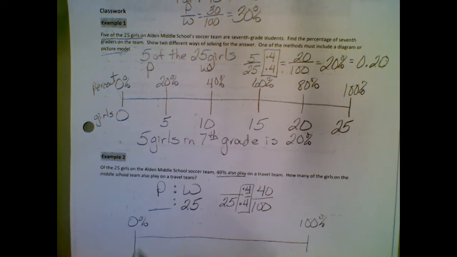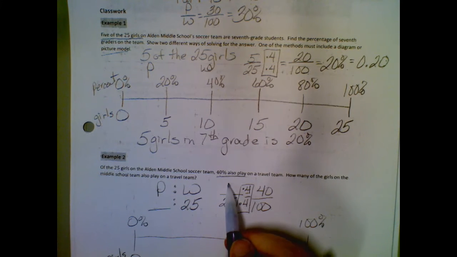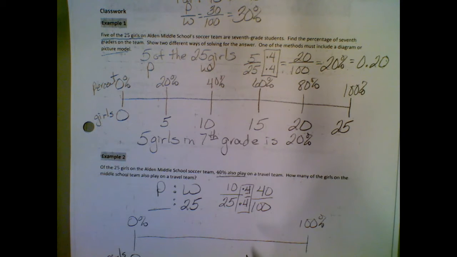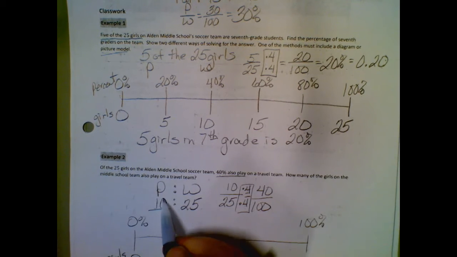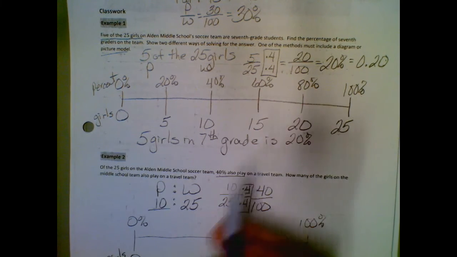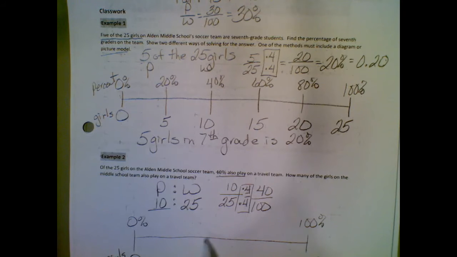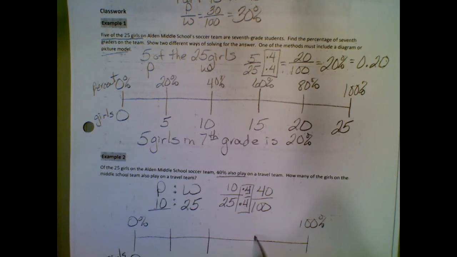0% is 0 girls. And we just figured out, actually already you know, that 10 times 4 equals 40. So therefore 40% is our 10 girls. So our part is 10. We're kind of working backwards than we did up here. So 40, 20, 40, 60, 80-ish.